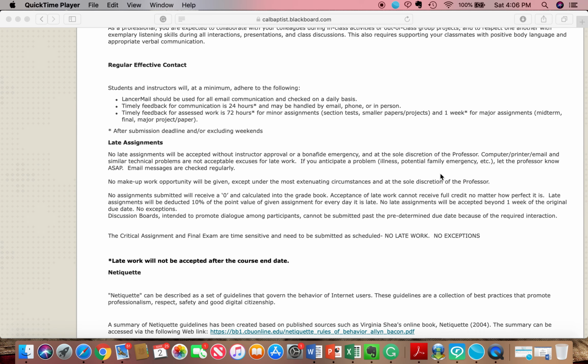Acceptance of late work cannot receive full credit no matter how perfect it is. Late assignments will be deducted 10% of their point value of the given assignment for every day it is late. No late assignments will be accepted beyond 1 week of the original due date, no exceptions. Discussion boards, due to the prompt dialogue among participants, cannot be submitted past the predetermined due date because of the required interaction, and the critical assignment and final exam are time sensitive and need to be submitted as scheduled. No late work, no exceptions.